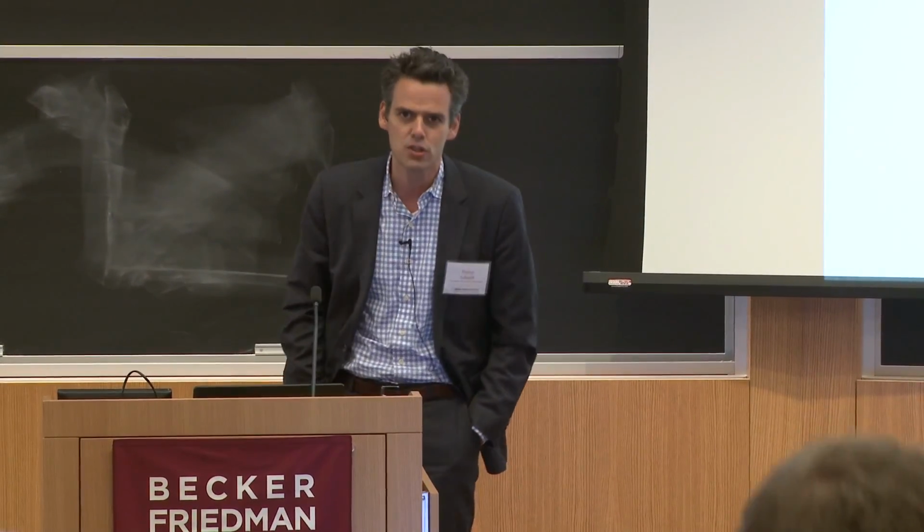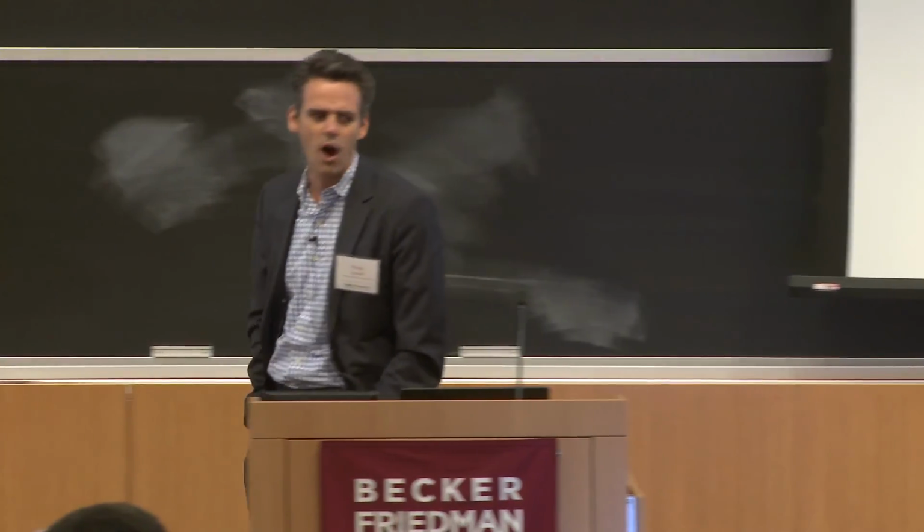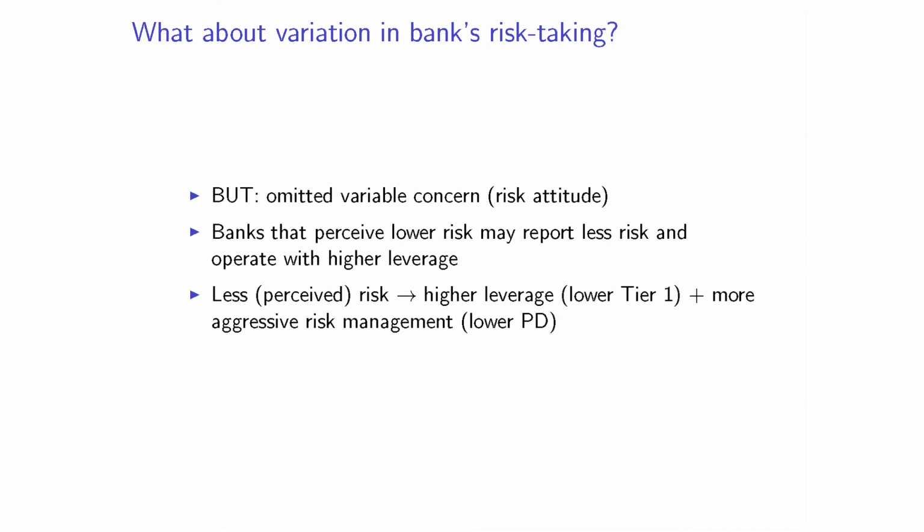João had a bunch of concerns. I'm just going to focus on one. What's the possible omitted variable? Well, risk attitude, risk tolerance, perceptions of risks. Models may be different. The example was brought up that inflation models across Federal Reserves would be different. So some banks may perceive lower risk, and they may also report therefore less risk and operate with higher leverage.